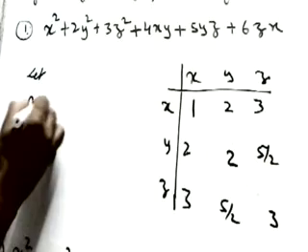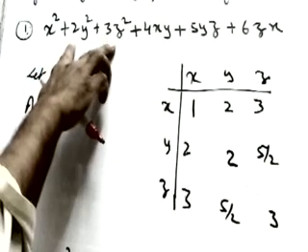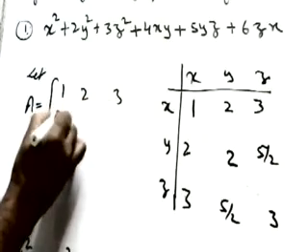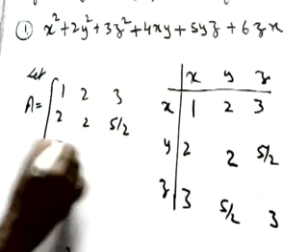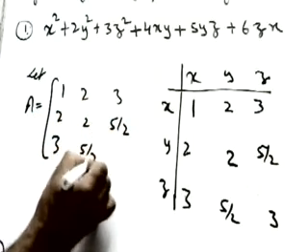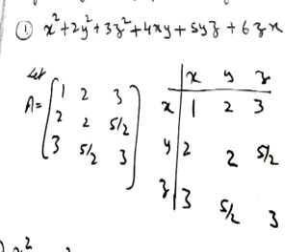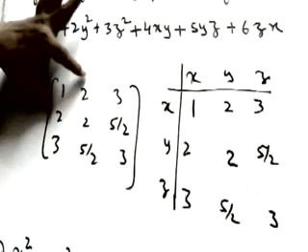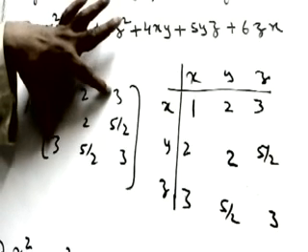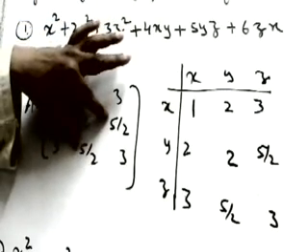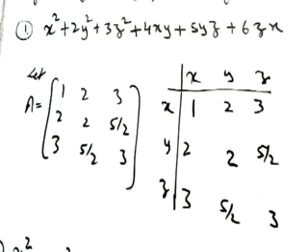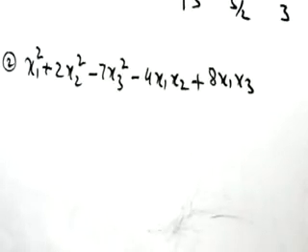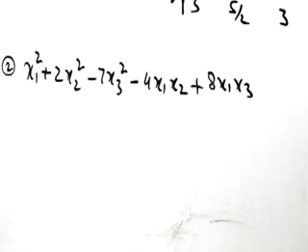So this is the method. Let me denote this as A. Let A equal to, see, we changed this quadratic form to matrix form: 1, 2, 3; 2, 2, 5 by 2; 3, 5 by 2, 3. Now watch carefully. Always the matrix changes into symmetric form. These two numbers will always be equal. These two numbers will always be equal. That is, it always reduces to a symmetric matrix. Let me see one more example here.